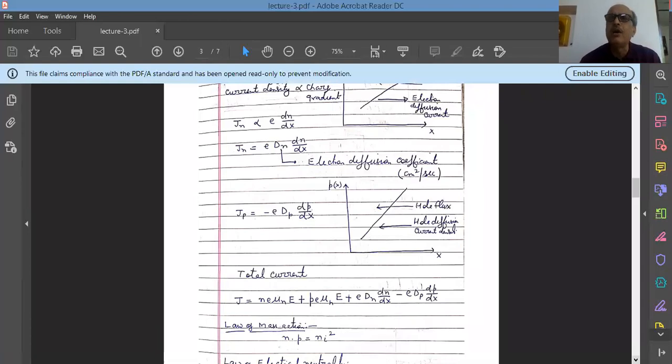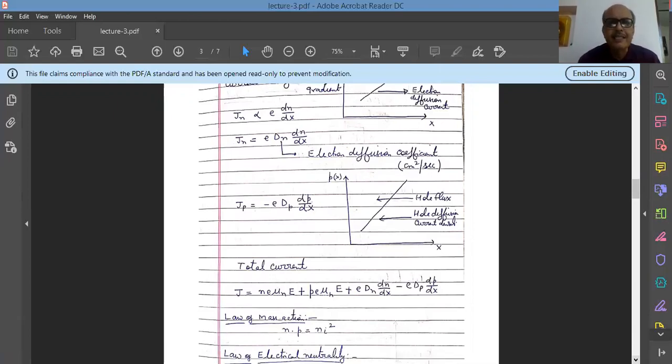Then there are two laws which are also very important to understand basically the semiconducting material. One is, we have already derived the expression for electron and hole concentration in the last lecture, and there we proved that N into P is Ni square. Ni is intrinsic carrier concentration. So this law is called the law of mass action, that at a constant temperature, the product of the electron and hole concentration is equal to the square of intrinsic carrier concentration.